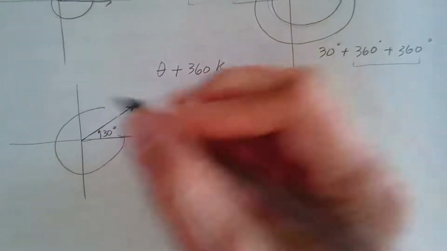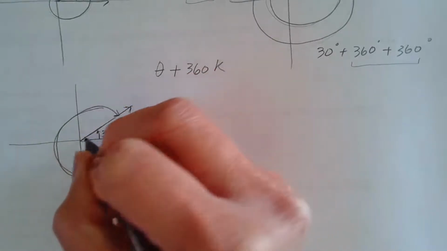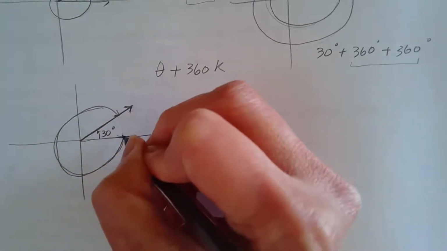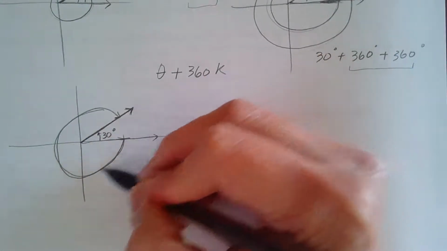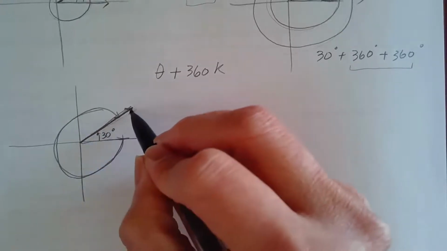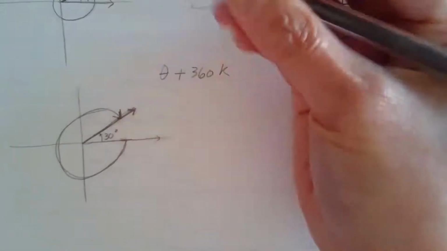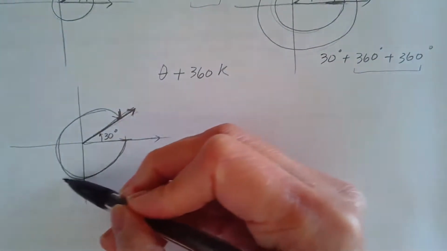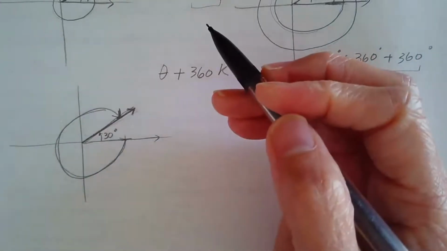Okay, this is my initial arm. What if I rotate this way? I end up with the same location over here. I'm going to end up with the same terminal arm, but we're thinking, oh, we actually rotated this way, but we end up with the same terminal arm.